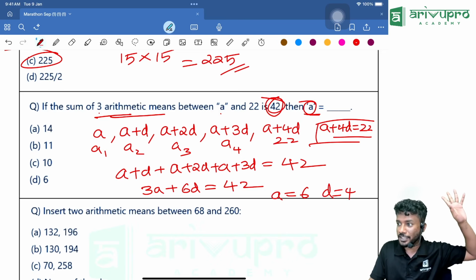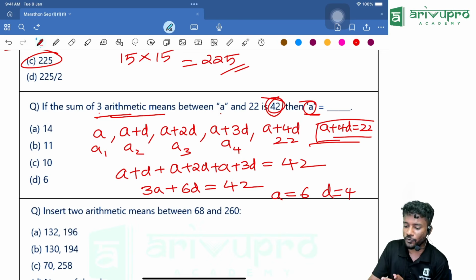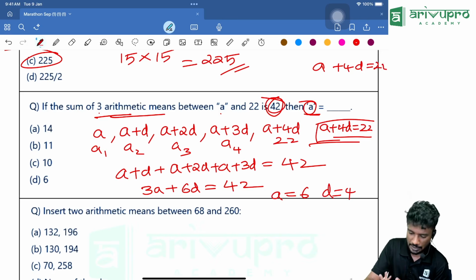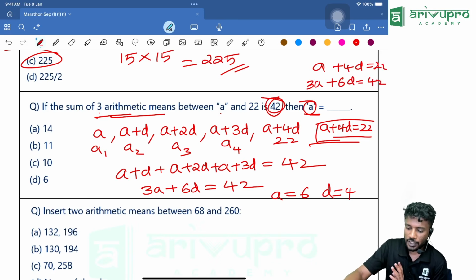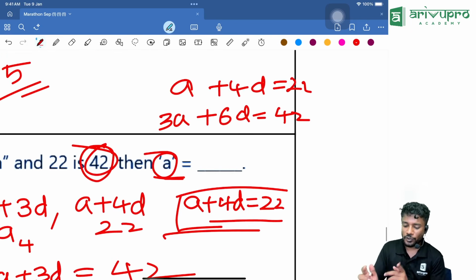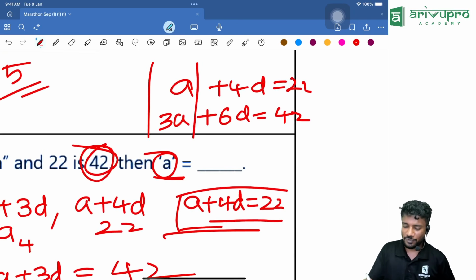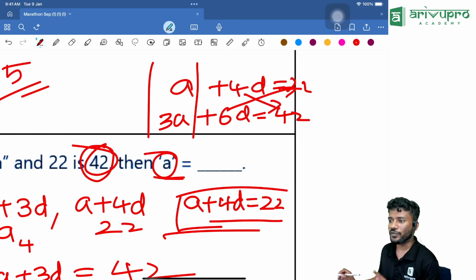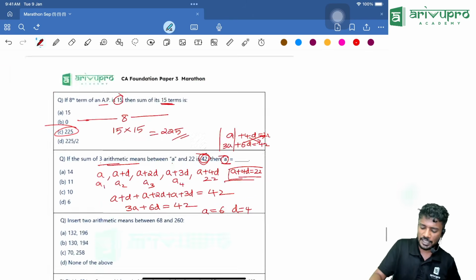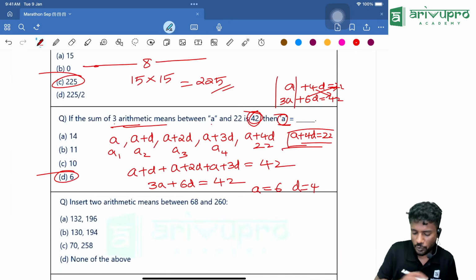In the equations chapter, we already did the method for a plus 4d is equal to 22, then 3a plus 6d is equal to 42. Now, when it is like this, in order to find the a value, we will ignore d. Then we will use this method, then divide by 1 into 6 minus 3 into 4. We already studied it in the equations chapter, so that's why I am not showing the method. How much is the answer? 6. a is equal to 6.